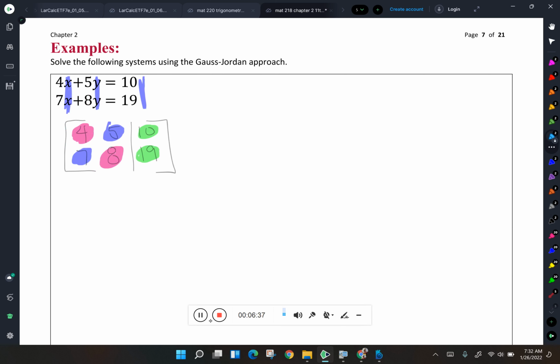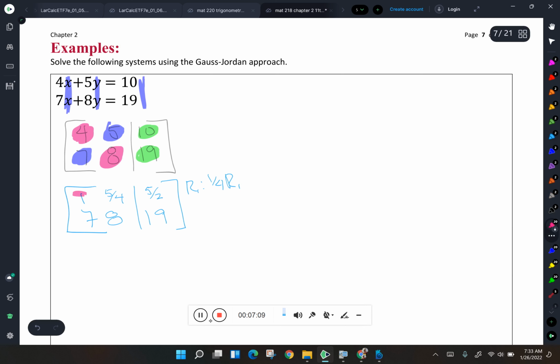All right. So step 1, I'm going to make that 4 into a 1. All right. So I'm going to leave the second row alone. But I'm going to take row 1 and replace it with 1/4 row 1. And so when I multiply that first row by 1/4, that becomes a 1. That becomes 5/4, and this becomes 5/2. It will be 10/4, but it reduces down to 5/2. And now I've got my 1 where I want it.